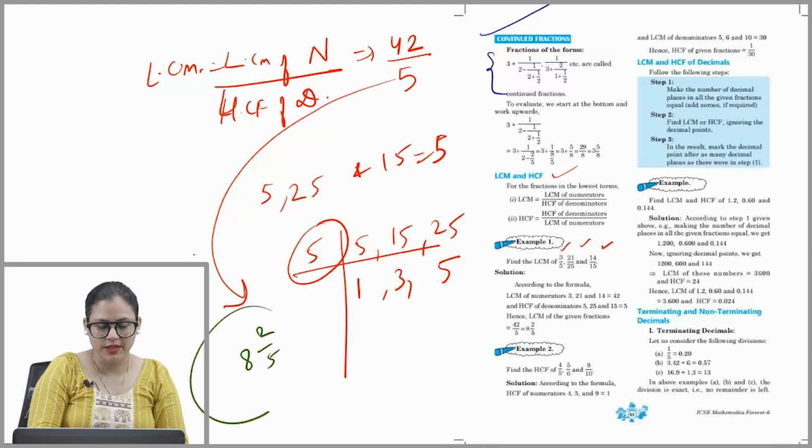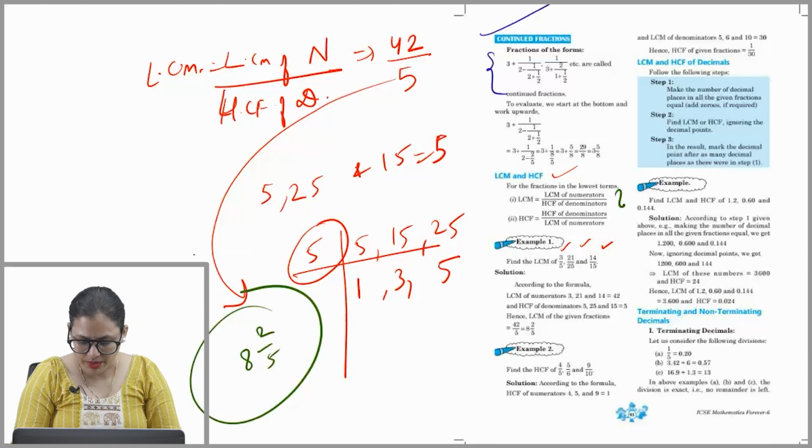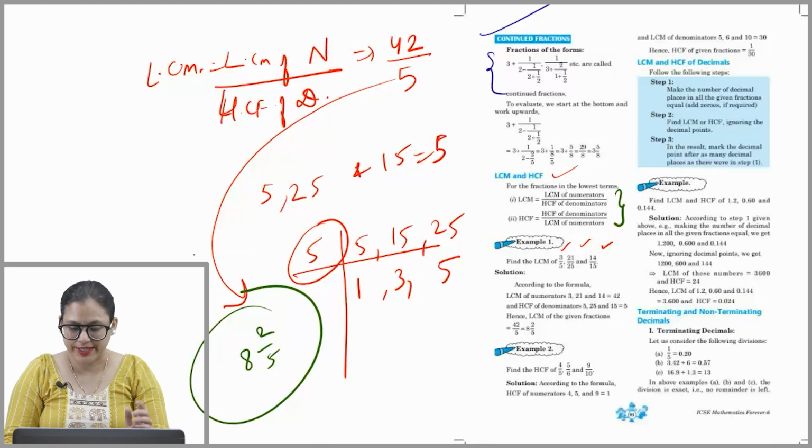82 by 5 is the answer. Okay, so students, you have to remember this formula. Okay, next, LCM and HCF of decimals.